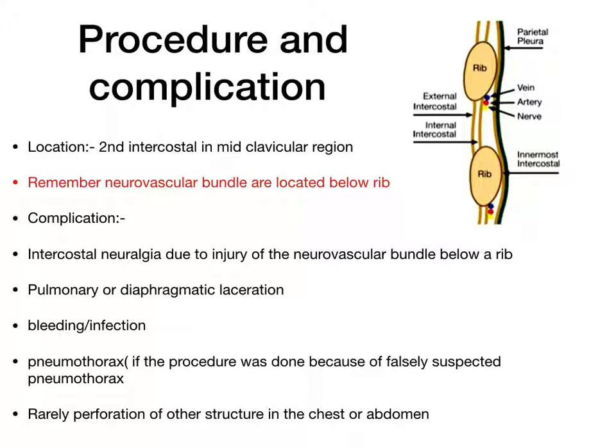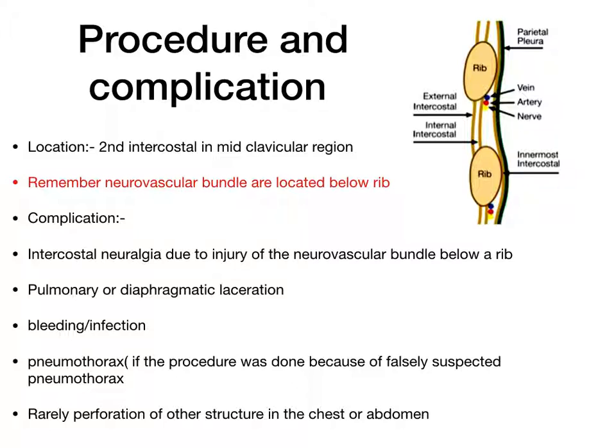Procedure and complications. Needle thoracostomy is done at the second intercostal space in the mid-clavicular region. Remember, the neurovascular bundle is located below the rib. Complication: intercostal neuralgia due to injury of the neurovascular bundle below the rib. That's the point to remember. That's why we put the needle on the upper border of the rib.